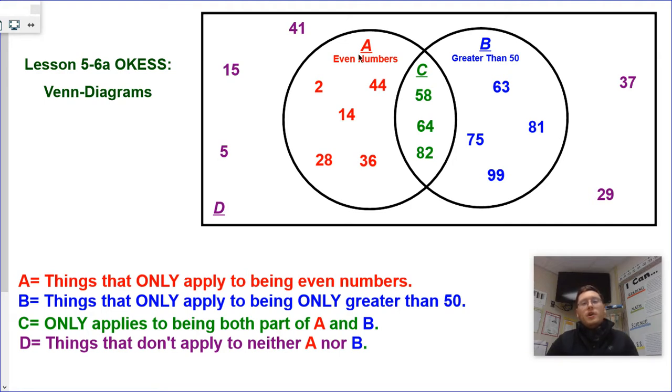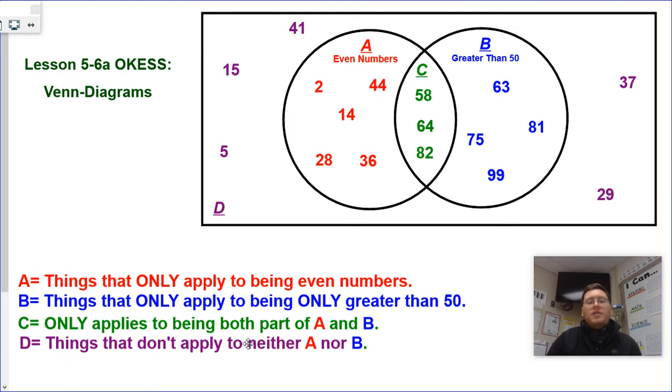So even numbers in A are even numbers that are lower than 50. B, greater than 50 numbers that are not even, so 63, 75, 99, 81. C is even numbers that are greater than 50, 58, 64, 82. Now we come to D, which is over here.